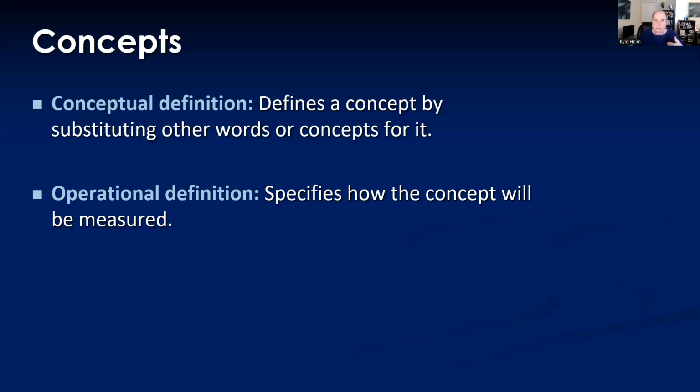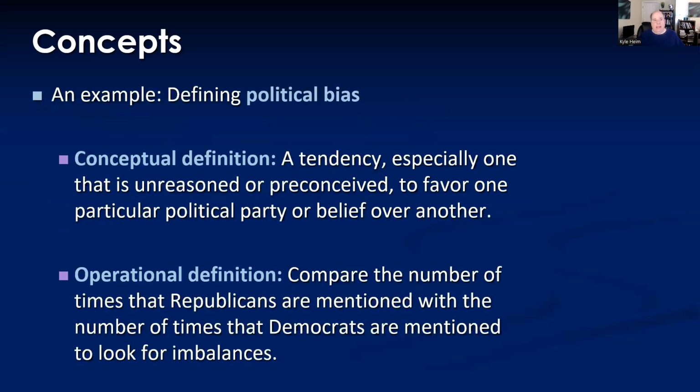So just to give you an example of this, let's say that the concept I'm interested in studying is political bias. Now, what I think of as political bias might be different from what you think of as political bias. So as a researcher, I need to define my terms. I need to be clear up front what I mean when I use the phrase political bias. So a conceptual definition of political bias would be like a dictionary definition. And it might be something like what you see on the slide.